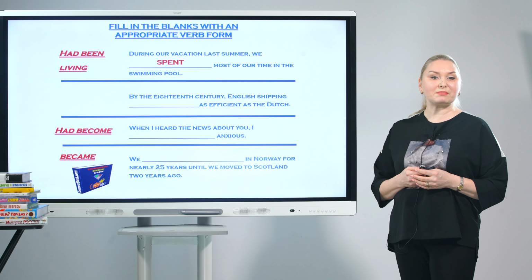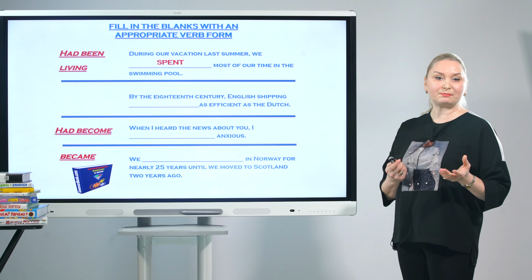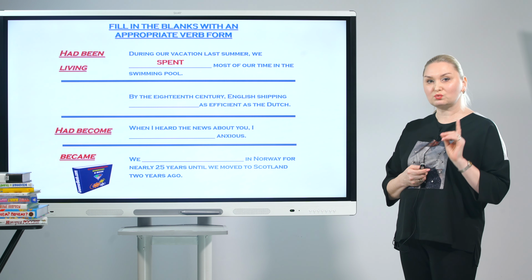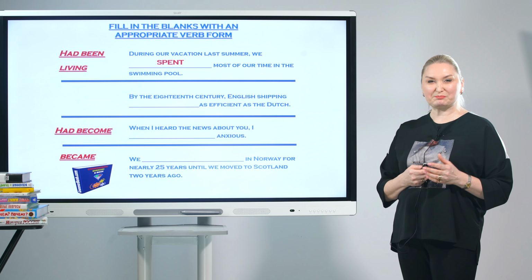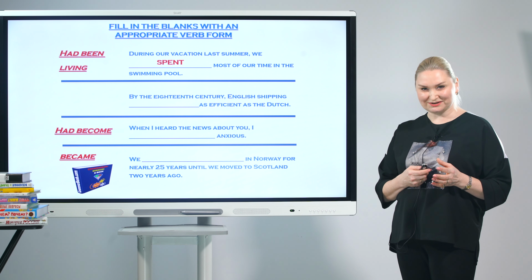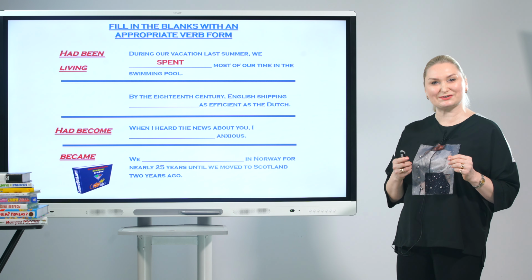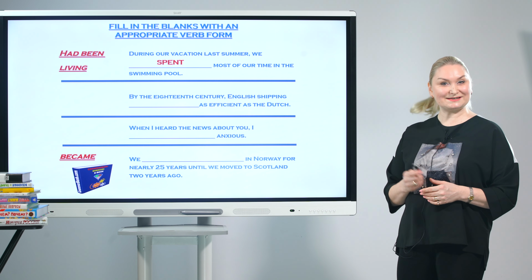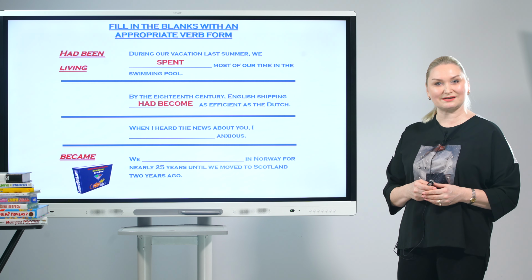The next, by the 18th century, English shipping as efficient as the Dutch. You have to pay attention to the words by the 18th century. I think perfect tense should be given there, right? Okay, let's consider and try to choose the right one. So, had become, disappeared. So, when it appears in the sentence, it's the right answer.